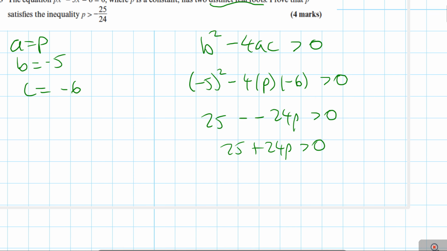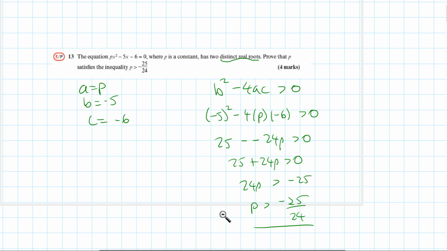From here we can rearrange, so we can say 24p is greater than minus 25, and then p is greater than minus 25 over 24. And therefore you've solved your inequality. You don't need to prove anything else from here. So that is your answer for question 13.